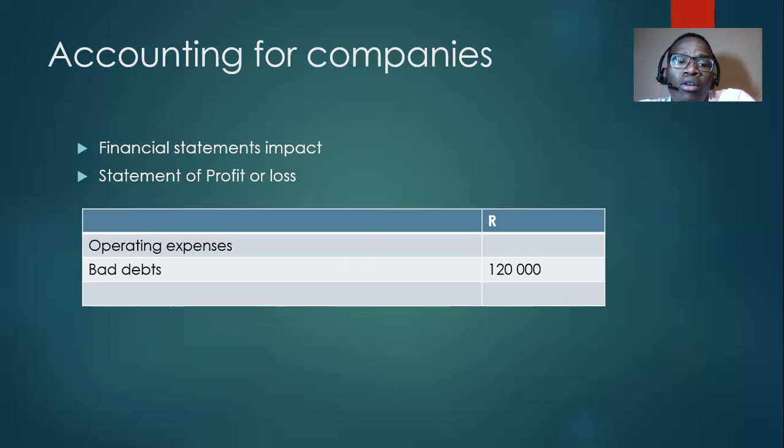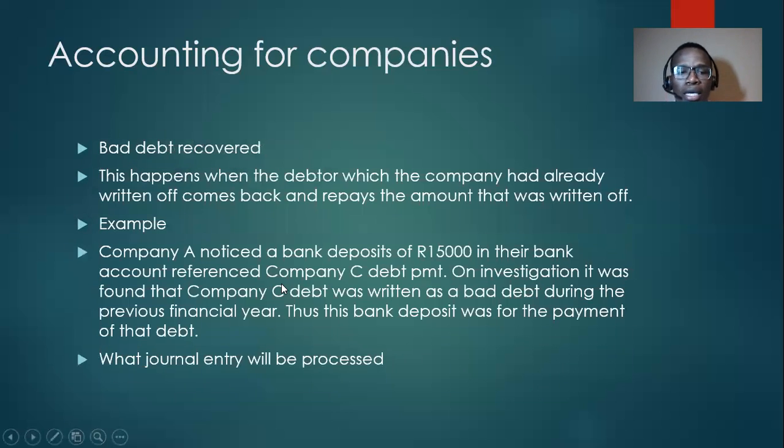Then in your statement of profit or loss, under operating expenses, you'll see bad debts, 120. So when the user of the financial statements is looking at your statement of profit or loss and they see bad debts, they'll know, okay, the company has written off certain debtors, right? That's what the bad debt is about.